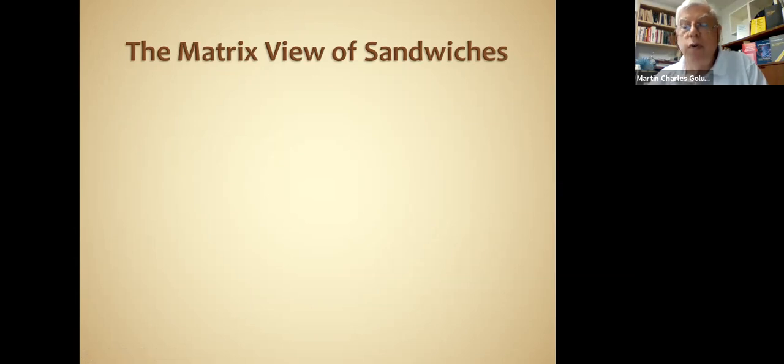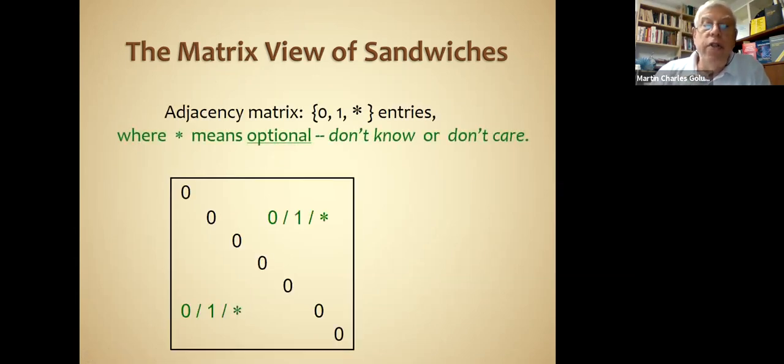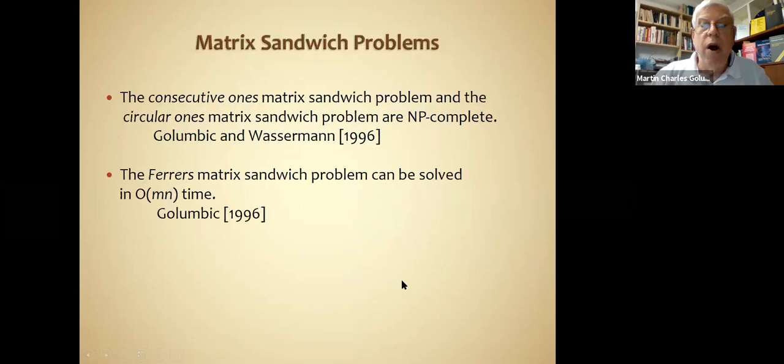One of them is the matrix view of sandwiches. So you can think of the adjacency matrix of a graph as being a 0-1 matrix. And if I add missing edges, where they are unknown or optional, that means that I have an adjacency matrix with entries 0, 1, and star, where star means I don't care whether you put a 1 or a 0 in that spot, just fill them in to give me my desired property. One of the early results was that the consecutive ones matrix sandwich problem and the circular ones matrix sandwich problem are NP complete.